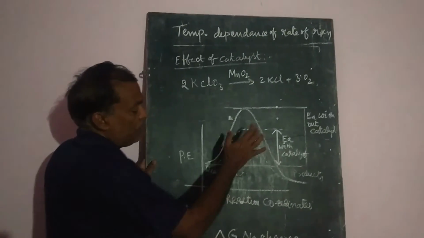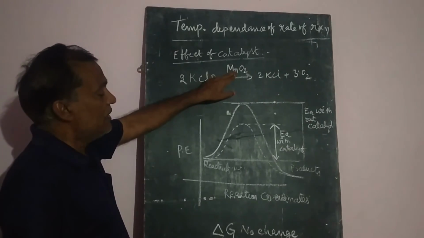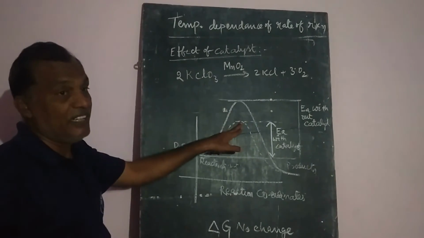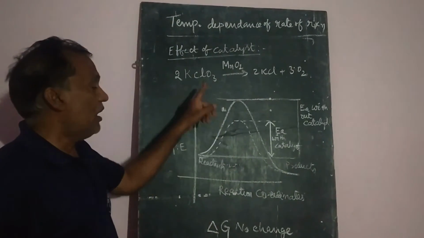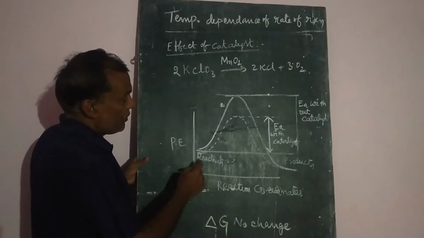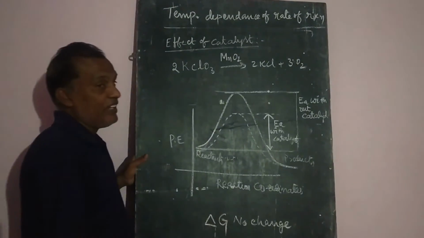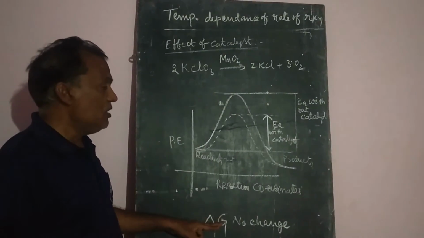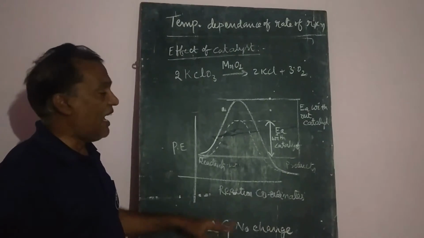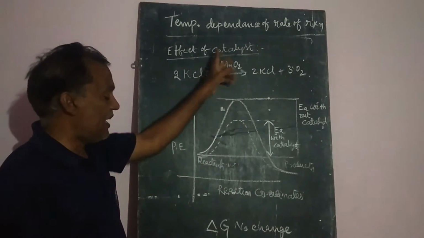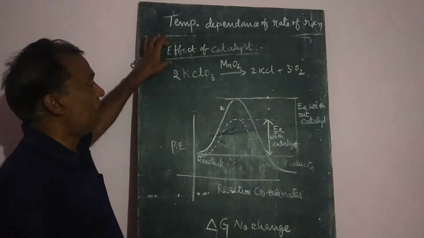So from this we can conclude that in the presence of a catalyst, the energy needed for activation will be reduced. That is the point we have to know. And already we know that the catalyst does not change the Gibbs free energy of the reaction. That is also important. In the presence of a catalyst, there is no change in the Gibbs free energy, delta G. So this is about the effect of catalyst.